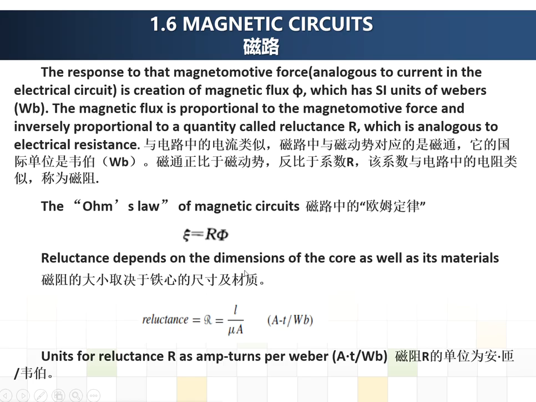Reluctance depends on the dimensions of the core as well as its materials. So the reluctance R is equal to L divided by mu multiplied by A. Mu represents the permeability, A is the cross-sectional area, and L is the length of the iron. The unit of reluctance R is ampere turns per Weber, written as A times T divided by Wb.